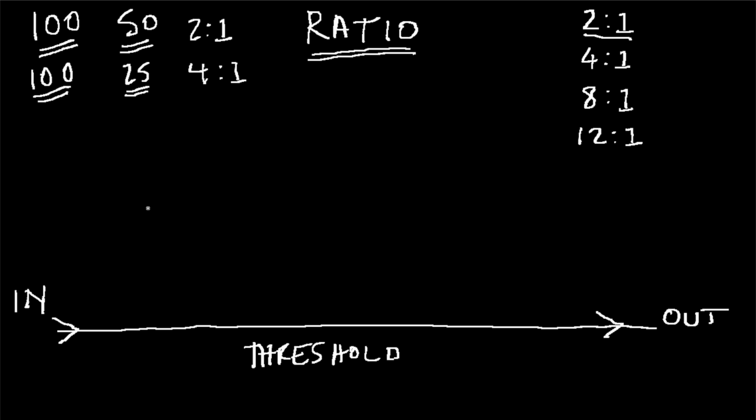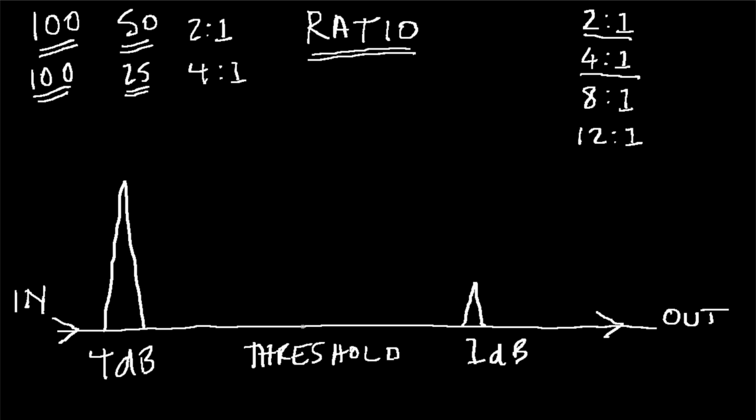2 to 1, that's gentle compression, and that just means that for every 2 dB that the signal goes over threshold at the input, we'll only see a rise of 1 dB over threshold at the output. The signal is reduced by a ratio of 2 to 1, right? And then if we have 4 to 1 ratio, which is stronger compression, that just means that for every 4 dB that the signal goes over threshold at the input, again we'll only see a rise of 1 dB over threshold at the output. The signal is reduced by a ratio of 4 to 1, right?